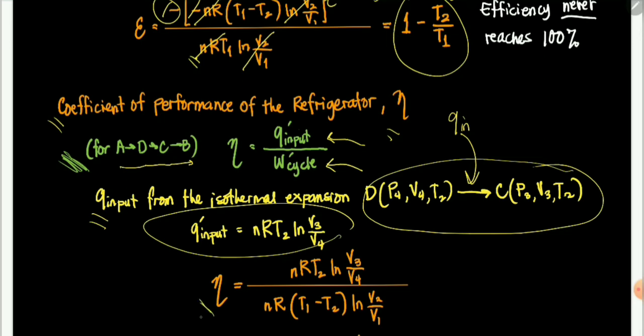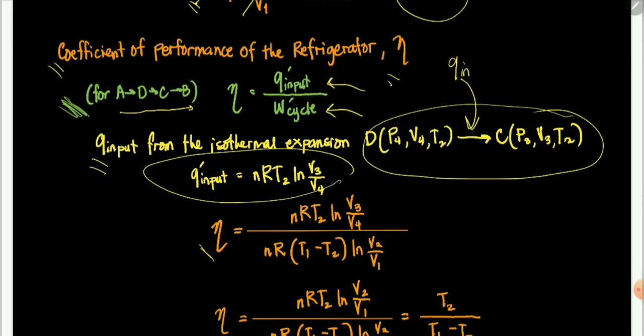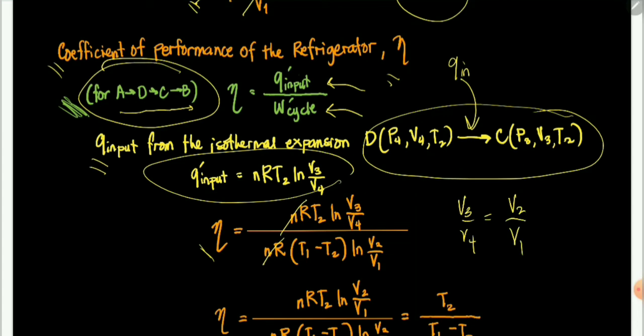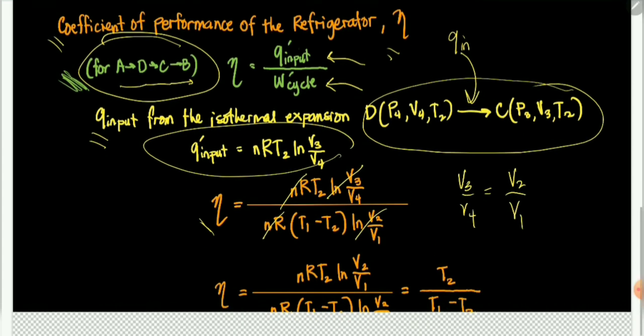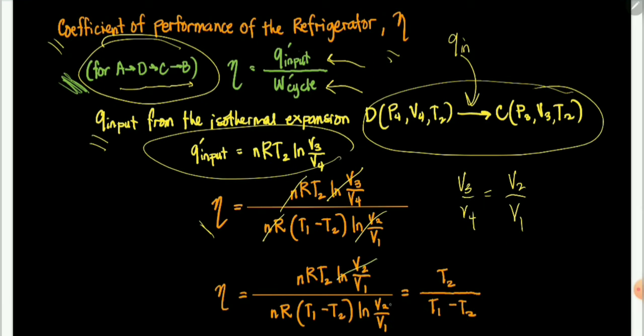So, calculating the coefficient of performance, we have NRT2 LN V3 over V4, over NR times T1 minus T2 LN V2 over V1. So, positive na yung work dito kasi ito yung flow ng cycle. Okay? Positive yung ating work cycle dyan. So, cancel na yung NR. Since V3 over V4 is equal to V2 over V1, based dun sa ating adiabatic relationship, makakancel yung LN natin. Okay? So, pwede mo rin i-substitute yan. So, makakancel yan.